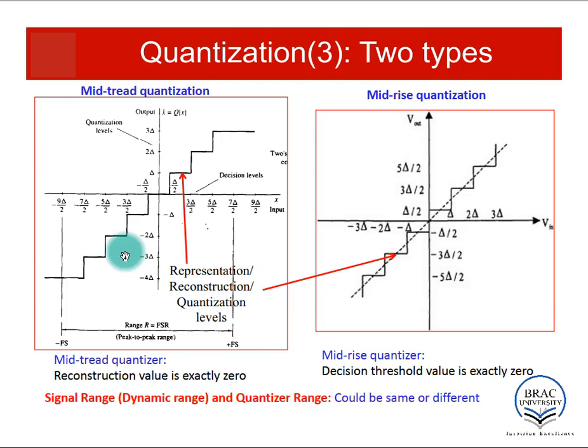So this is the difference between mid-tread and mid-rise quantizers. We don't need any detail or the graphs here. We just need the idea that for the mid-tread quantizer, we have a reconstruction level or a quantization level at exactly 0, and we have a decision level at 0 for the mid-rise quantizer.